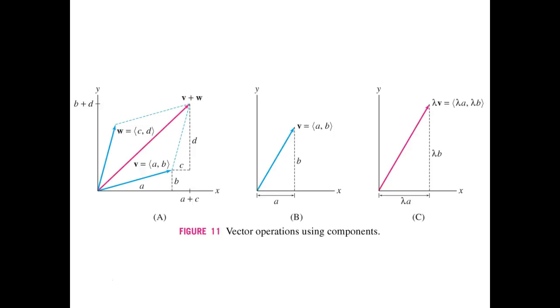A plus C, comma, B plus D. That's the way to go, without even drawing the picture. The picture shows you how they get that.